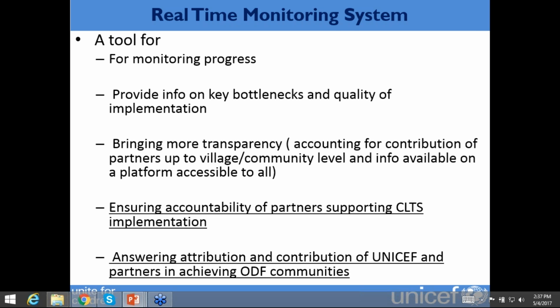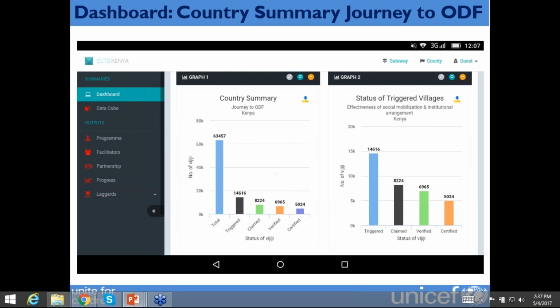So I'll just share a few of the features, and of course this is available online, so one can look at this. I would like to share the dashboard, where you see the country summary of how the journey to open defecation free is going on. If you see the graph on the left side, it gives an overall picture of how many villages are triggered, how many of them have been claimed, and how many verified and certified. So this is a snapshot of how much still remains towards the journey of an open defecation free country.